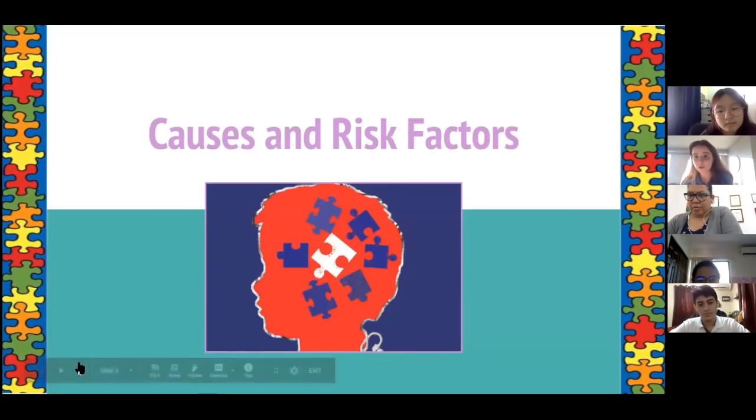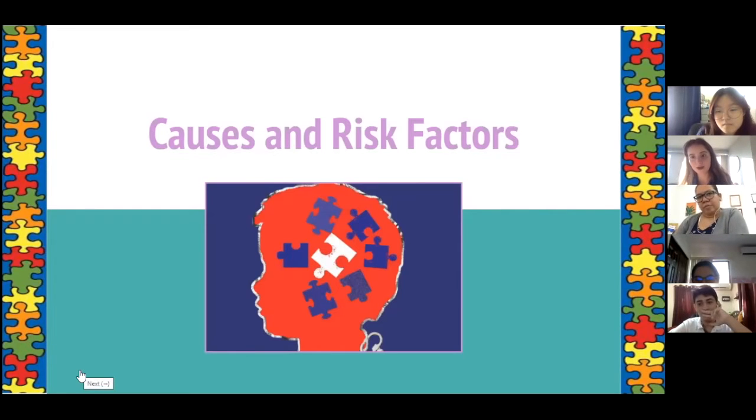Now for this course, we're going to focus on the causes and the risk factors of autism. Risk factors are things that may increase or decrease the risk of an individual having autism spectrum disorder. And for the causes, there isn't any known cause, but we can explore the different hypotheses or the different theories that have been thrown around throughout history.